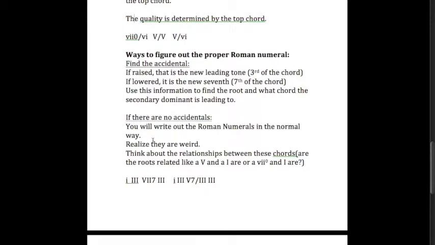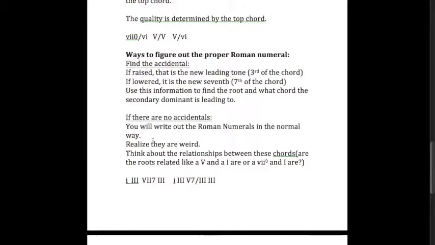Now, if there are no accidentals, you'll naturally write out the Roman numerals in the normal way. However, hopefully you'll realize that they're a little bit strange. So when you realize that, you need to start thinking about the relationships between the chords. Are they related like a 5 to 1 or like a 7 to 1 are? If the answer is yes, you can use a secondary dominant.